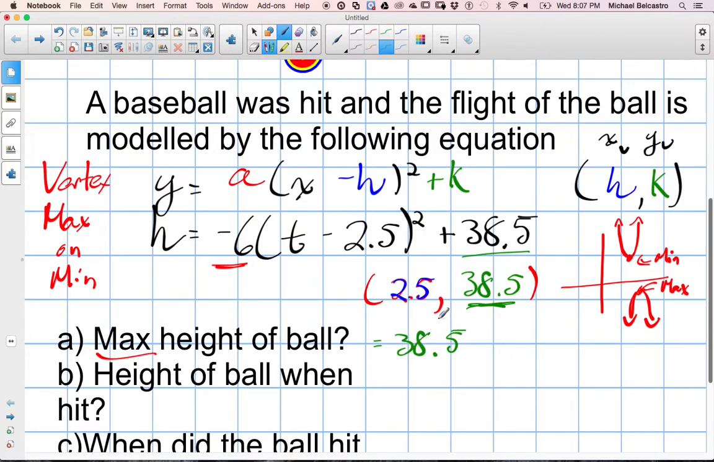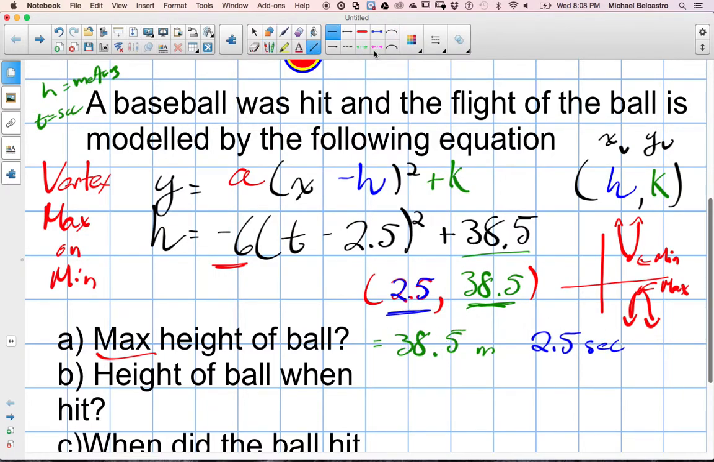Usually they tell us, and in this question I didn't write it down, that h is in meters and t is seconds. So this would be 38.5 meters. All we have to do is look directly at the equation to find the max value. I'm going to add an extra question in there: at what time? How long after it was hit did it reach 38.5? Well, that's referring to the time, and the time tells us that at 2.5 seconds it reaches 38.5 meters.